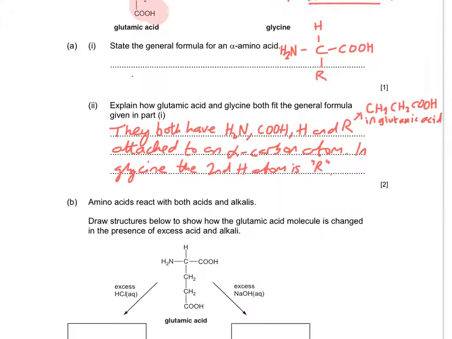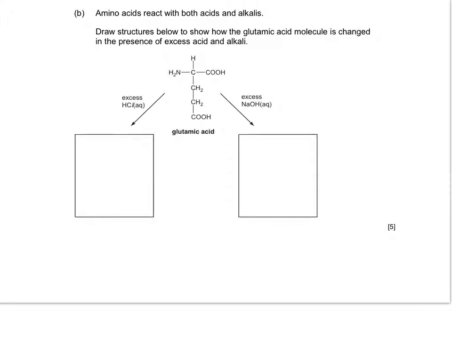So let's bring the page down, and it says amino acids react with both acids and alkalis. It asks you to predict what would happen if glutamic acid reacted with excess HCl on the one hand or excess NaOH on the other. They've put the boxes on the side of the molecule that would actually react, so the H2N would react with excess HCl, and the COOH would react with excess NaOH. It's worth pointing out that it's not just the COOH, but also the second one that's further down the molecule.